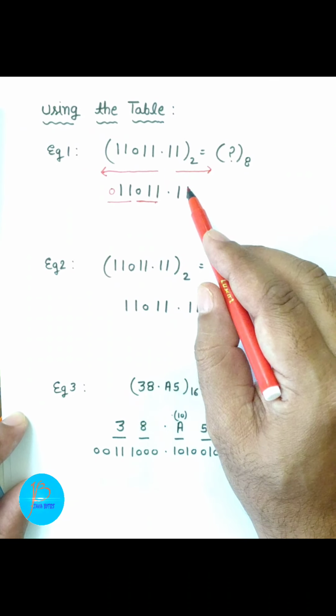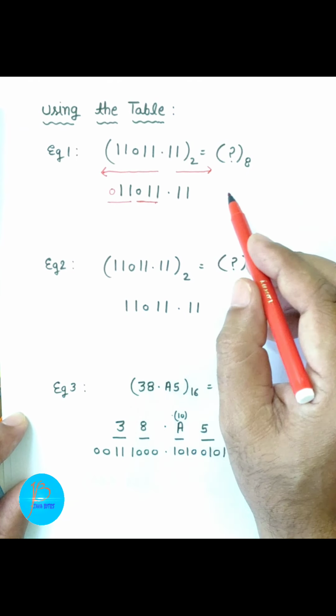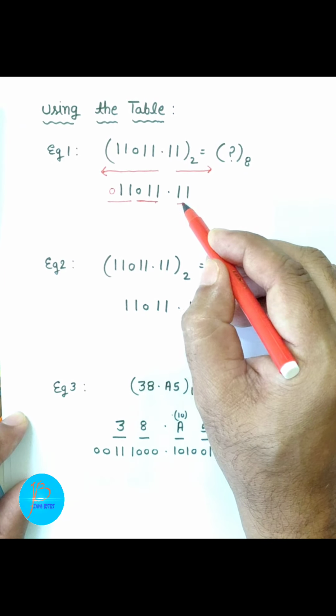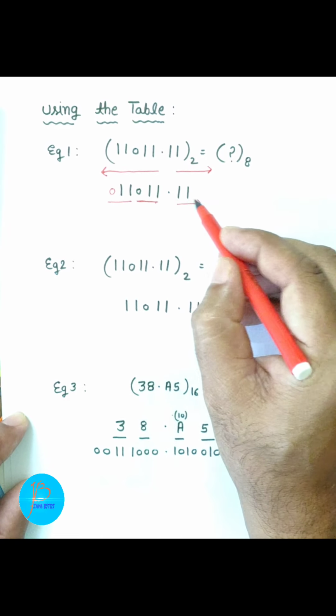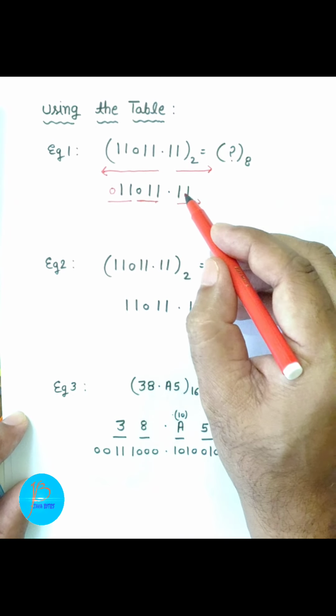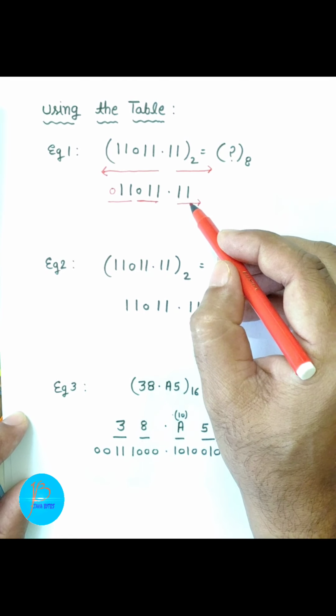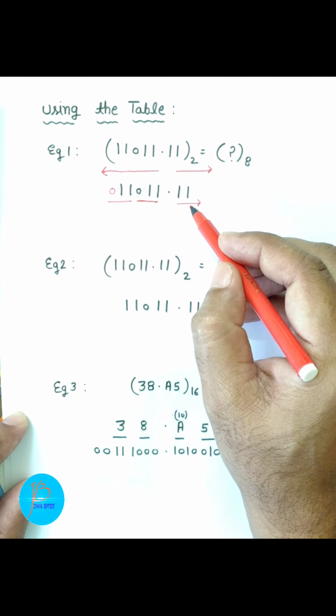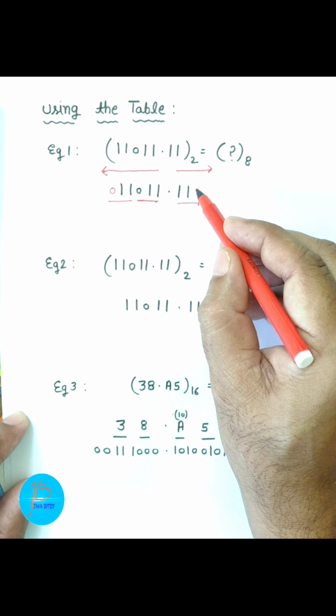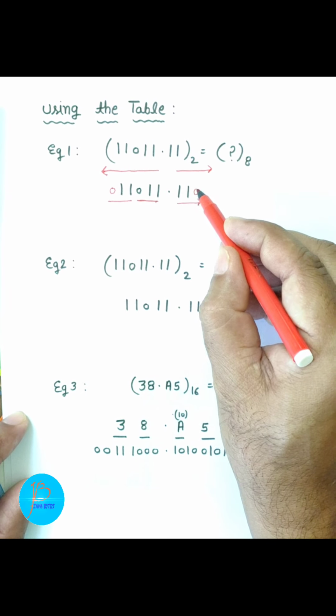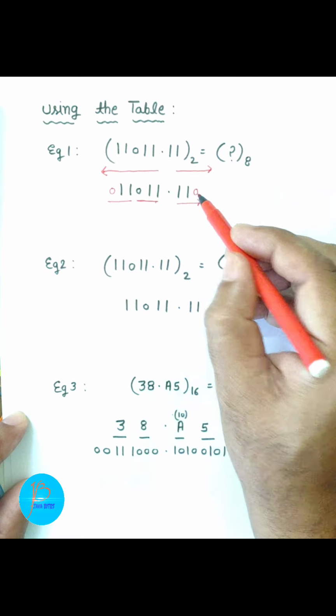In the same way, children, you can convert the fractional part also. In the fractional part you have to make groups of 3, but from left to right. So we can see 1 1, but again here we have 2 digits. So how will you make the group of 3? Just add a 0 to the right of the number. So now see, 1 1 0.